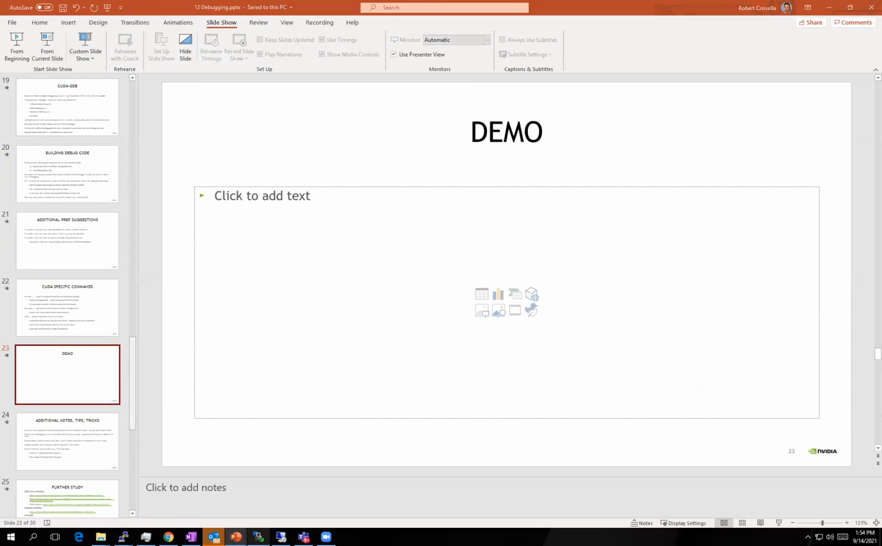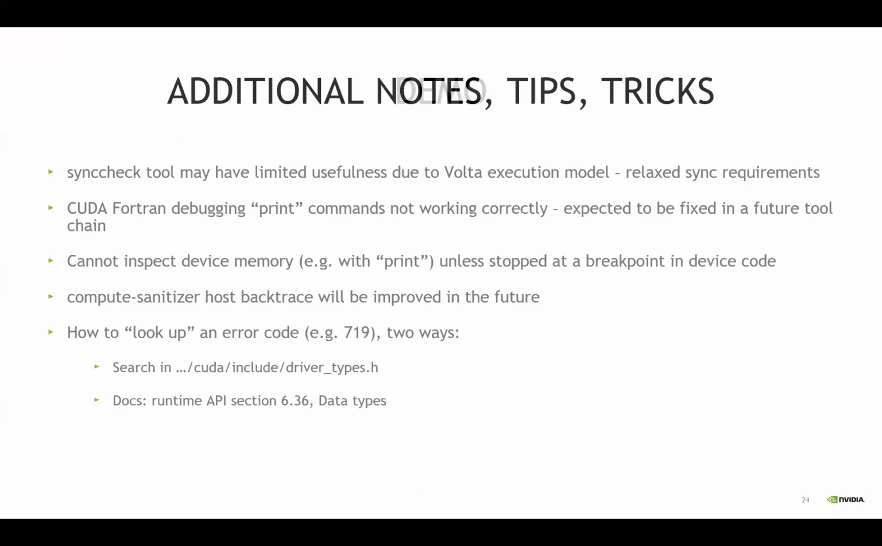That was the demo. The sync check tool, I think I may have covered this already. The sync check tool may have limited usefulness due to the Volta execution model. CUDA Fortran debugging with print commands at the moment is not working correctly. And so you basically can't use the print command is my observation, but there are internal bugs at NVIDIA to get this fixed. And so in CUDA Fortran in the future, a future tool chain should have this fixed.